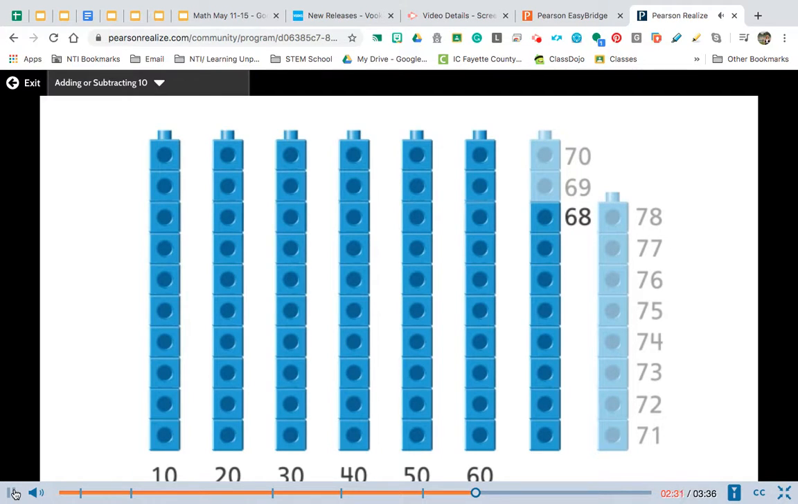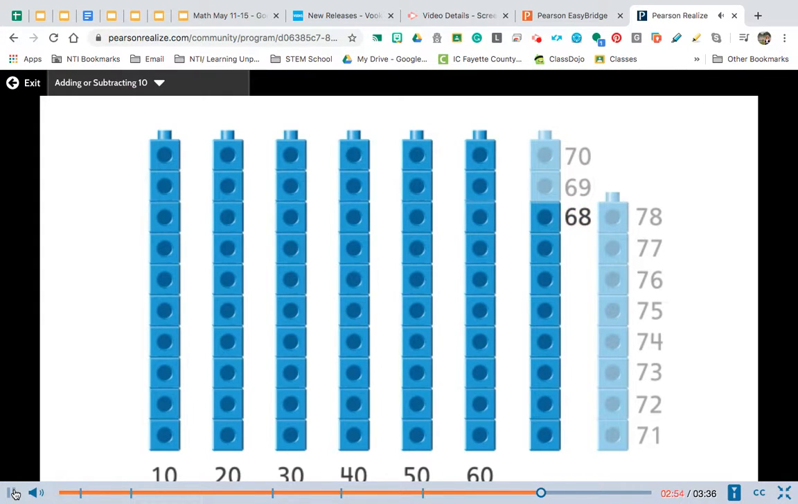Vic figured this out by counting each tower of 10 cubes and then counting the cubes that were left. 10, 20, 30, 40, 50, 60, 61, 62, 63, 64, 65, 66, 67, 68.